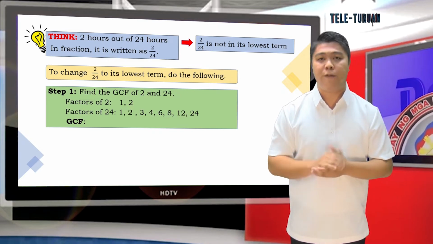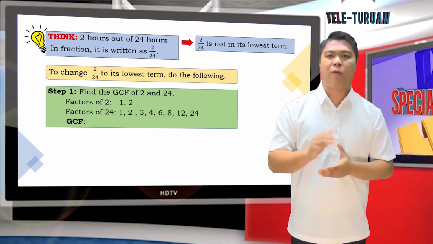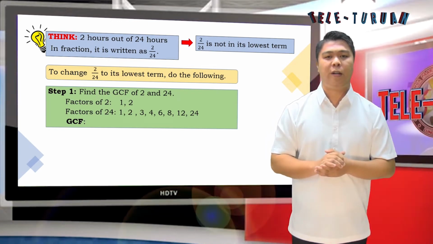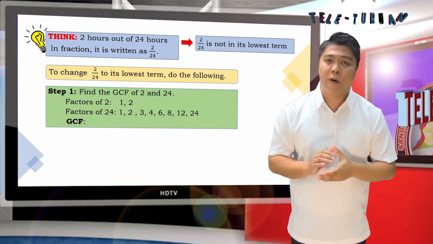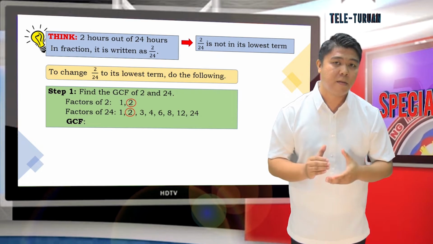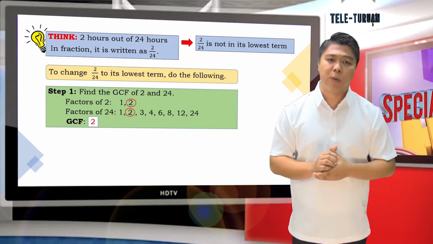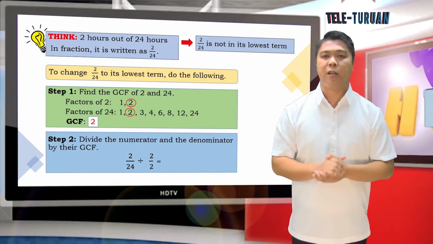The factors of 2 are 1 and 2. The factors of 24 are 1, 2, 3, 4, 6, 8, 12, and 24. And their GCF is, very good, 2. You are right. Step 2. Divide the numerator and the denominator by their GCF.